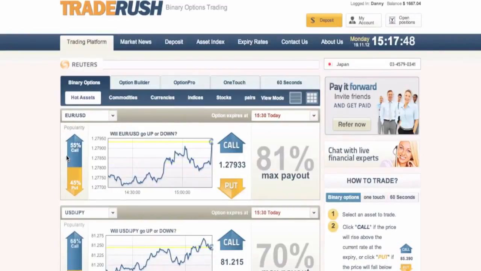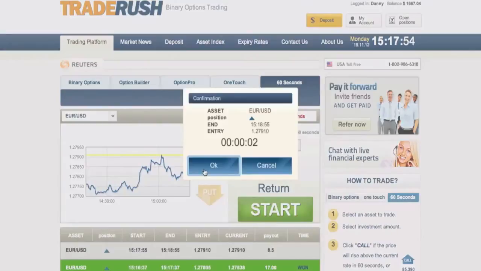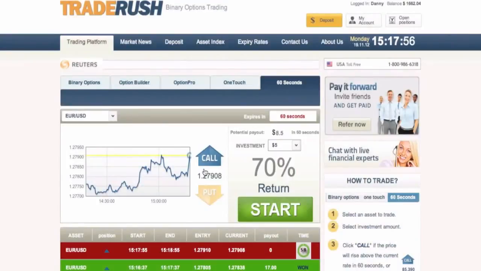So I go back to the binary options tab and see that 55% is still trading call. So we put on our $5 trade again, hit start, hit OK, and we're off. Now, this is the whole point behind this strategy. Step 2 is the $5 trade, and if you win that, you get a profit of $3.50.